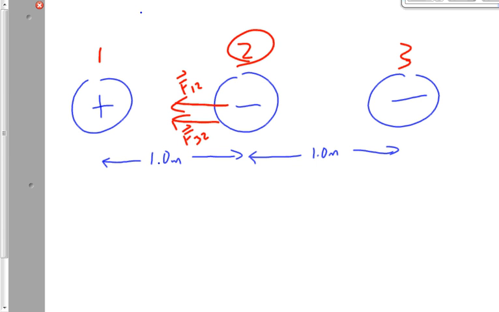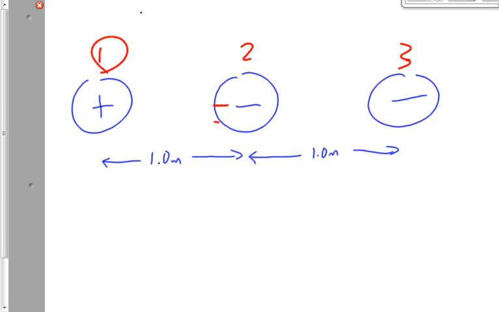All right, let's change the question around a little bit. Let's say now we're trying to find the net force on number 1 instead of on number 3. There's a force of 2 on 1, and there's a force of 3 on 1. Which way does 2 act on 1? Is number 1 pushed away from number 2, or is it pulled towards number 2? It's pulled towards it. Now we care what happens to number 1 because we're trying to find the force on number 1. The force of 2 on 1 is to the right. Do we care what happens to number 2 this time?